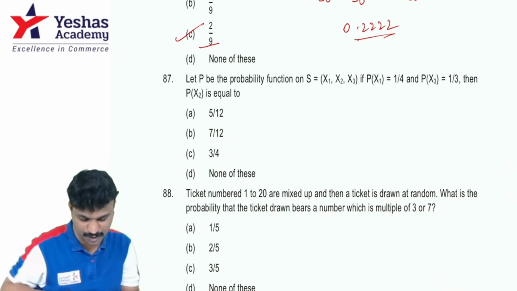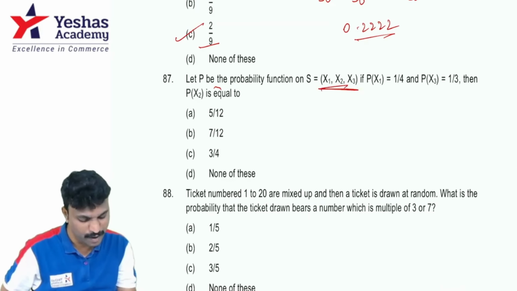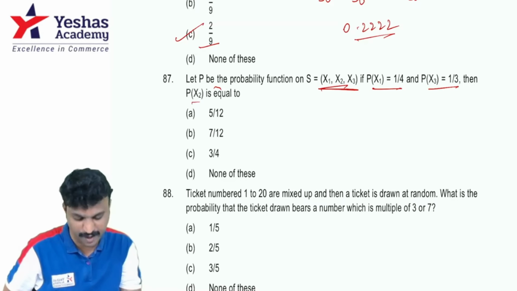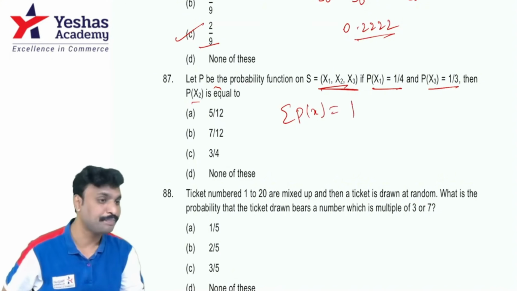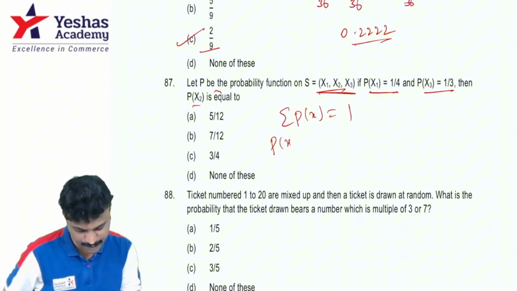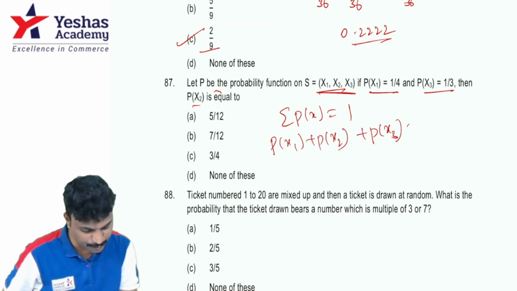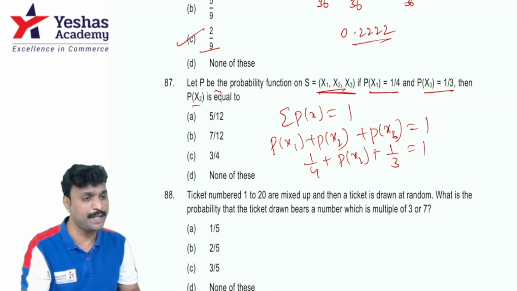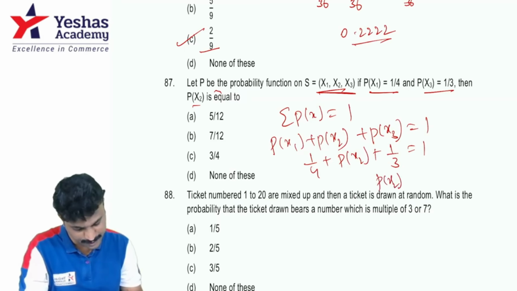Guys, 87th question. The sample space is given, P of x1 is given, P of x3 is given, P of x2. Guys, don't you think the sum of all the probabilities is 1? Now that means P of x1 plus P of x2 plus P of x3 should be equal to what? 1. So P of x1 is given to be 1 by 4. P of x2 we need to compute. P of x3 is 1 by 3 and that is equal to 1. All I need to do is P of x2 is equal to 1 minus 1 by 4 minus 1 by 3.